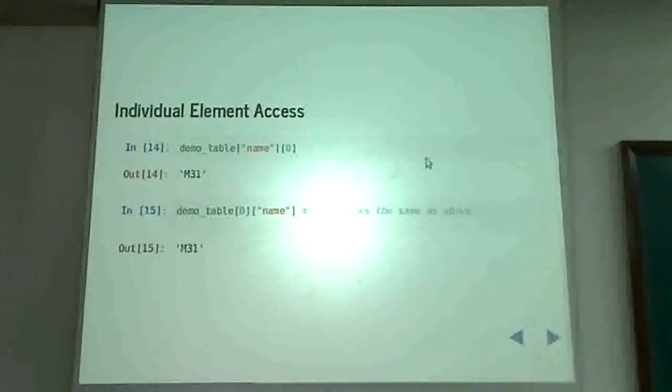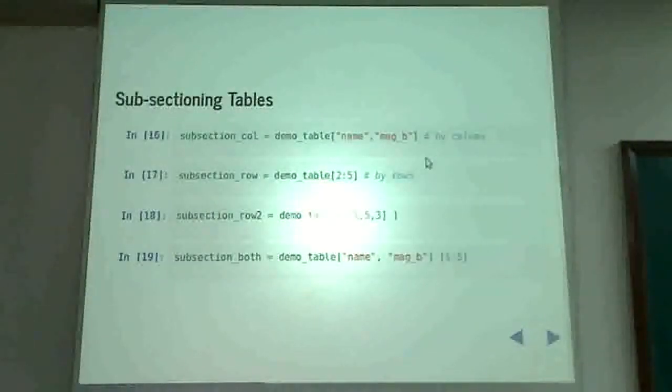But if you know Python inside out, you should be very curious as to how this is even possible for AstroPy to do. Well, that's because deep inside something interesting happens. When you say demo table name, first a column object is created, and then the 0 accesses the first element of that column object. Whereas when you say demo table 0, a row object is created, and that allows you to access the name part of it. So deep inside there are actually row and column objects at work that allow you to use this syntax in this way.